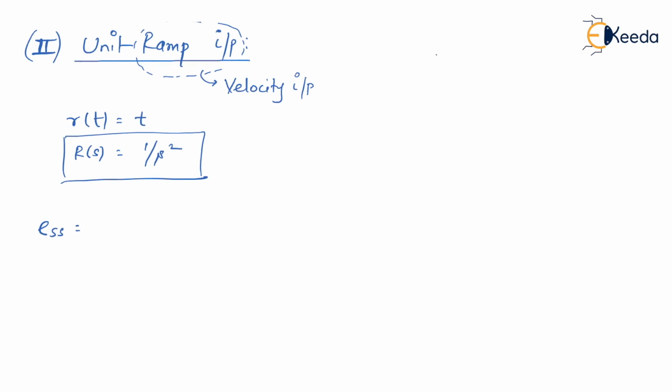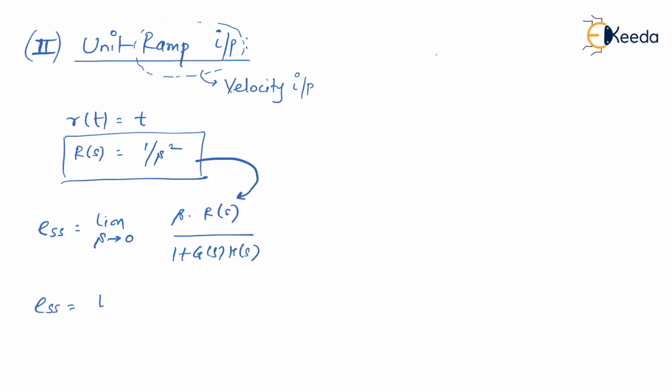So original ESS formula was limit s tending to 0, s into r of s upon 1 plus g of s into h of s. So value of r of s is equal to 1 upon s square. I'm going to substitute over here. So ESS in turn becomes limit s tending to 0, s into 1 upon s square whole divided by 1 plus g of s into h of s. Here s gets cancelled, and the remaining s I can shift in the denominator, so it becomes like this.